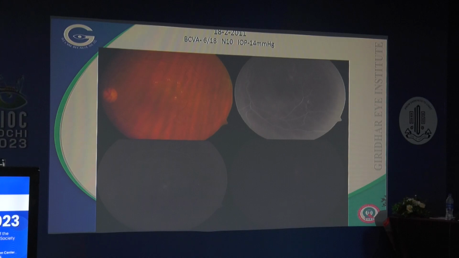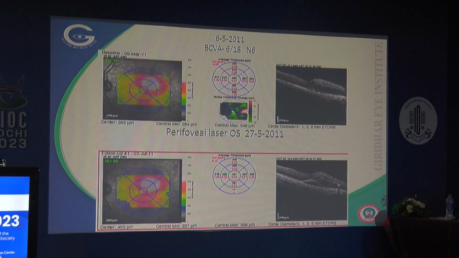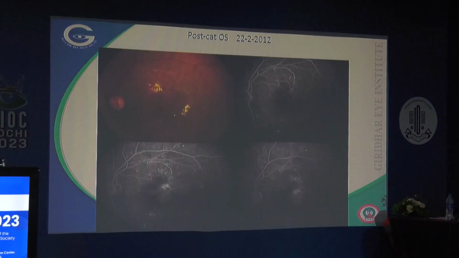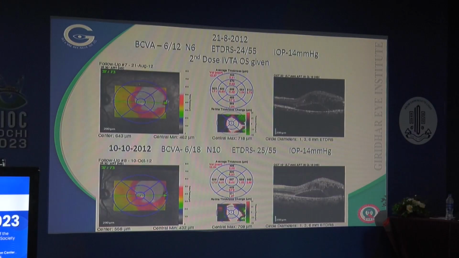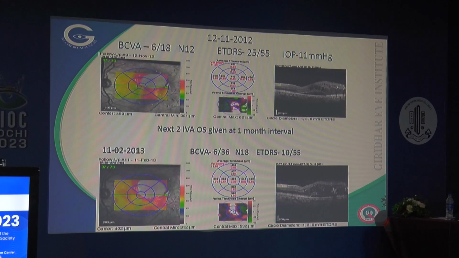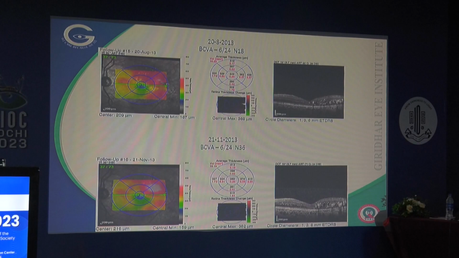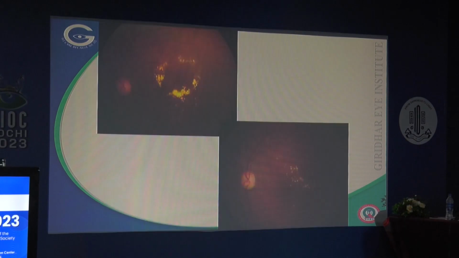Now in the left eye, I changed the treatment. Since the right eye behaves so differently, I thought, okay, left eye, let me treat the DME again prior to surgery. But in spite of treating the DME prior to surgery, in the left eye also, the behavior was worsening of the DME after cataract surgery, and a similar treatment was given to the left eye, and he finally responded with a reasonably good visual acuity of 6/24, 6/36.